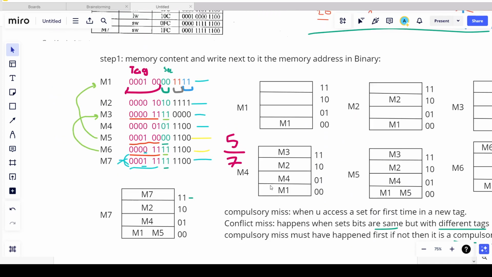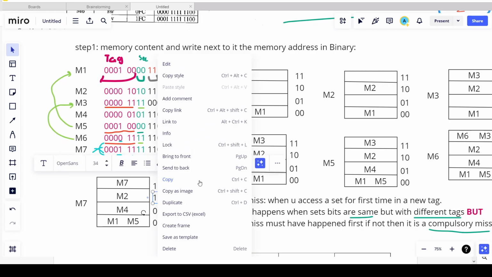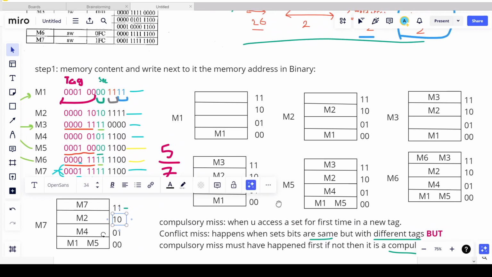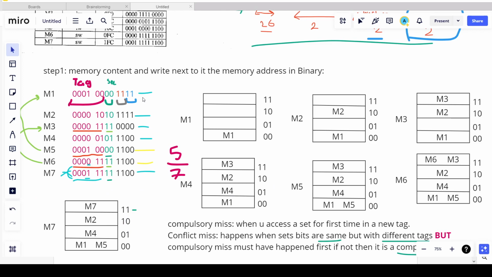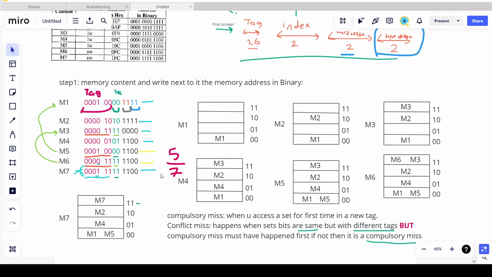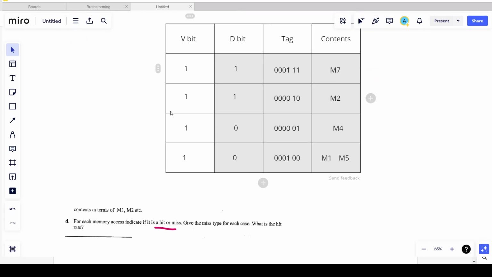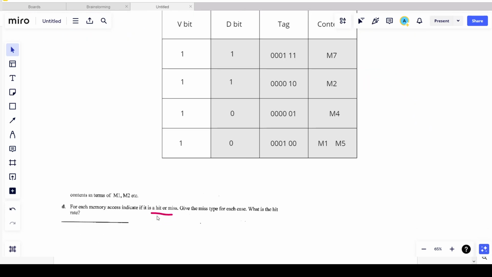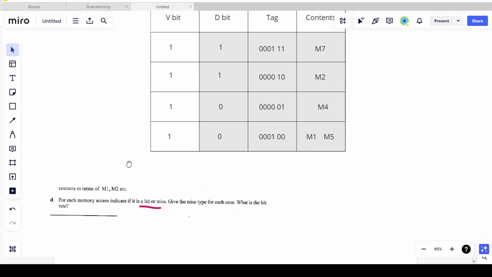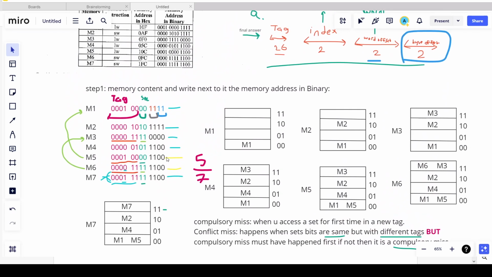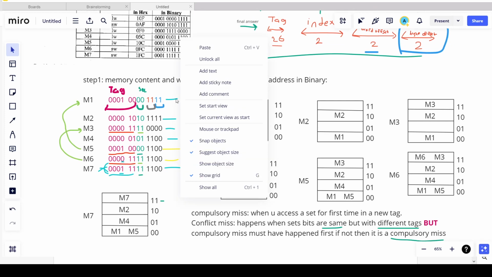I mean, we have solved this, didn't we? Look, we indicated that the blue lines are for miss, and we indicated that yellow lines, which are these ones, are for hits. So basically, we have 7 data, and we have 1, 2, 3, 4, 5 misses, so it's 5/7.